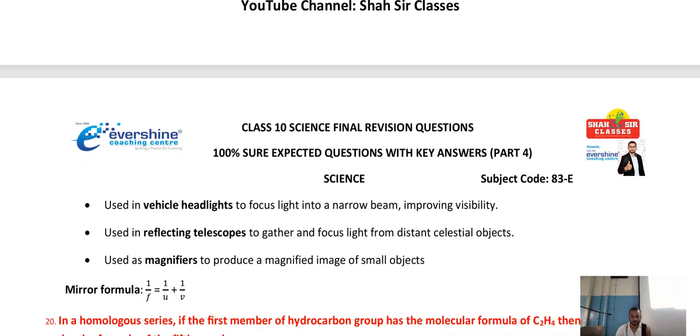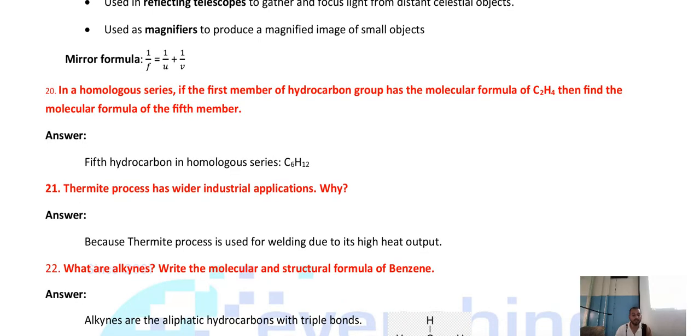So I have given the statement. Next, in homologous series: if the first member of a hydrocarbon group has the molecular formula C2H4, then find the molecular formula of the fifth member.